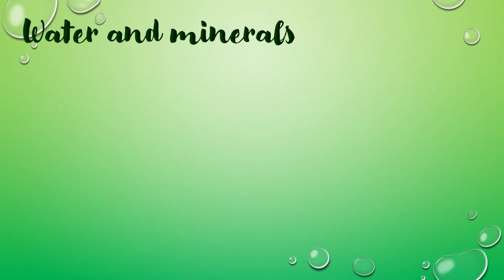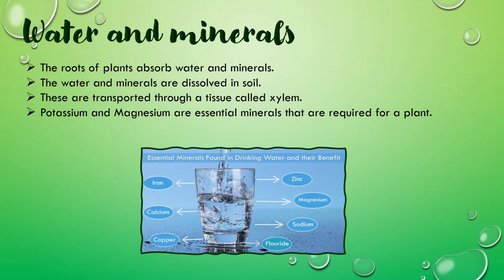Water and minerals are among the basic requirements for photosynthesis to happen. Let's learn more about it. The roots of the plant absorb water and minerals dissolved in the soil. These are transported through a tissue called xylem. There are basically two tissues, xylem and phloem. The xylem transports water and minerals, while the tube phloem transports the food made by the plants.